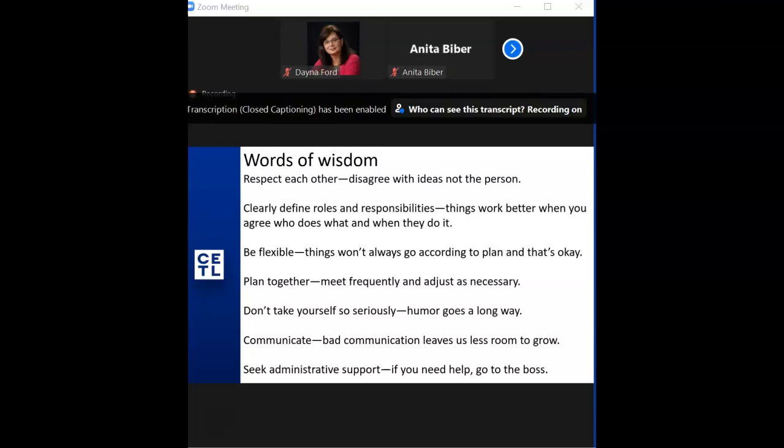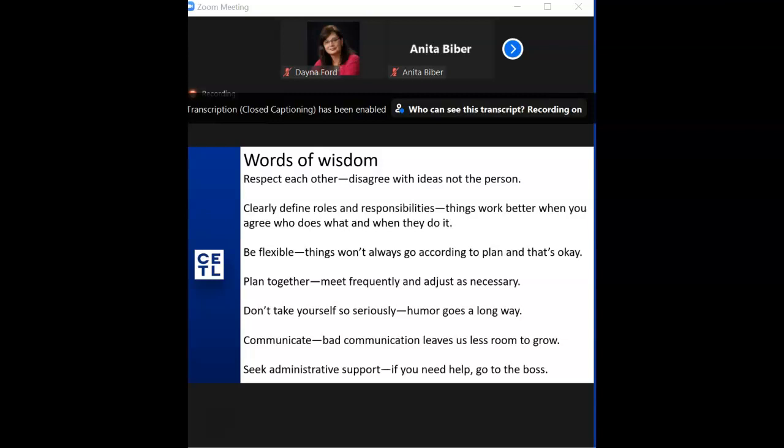Make sure you respect each other at all times. Even if I don't like you, I can respect you. I'm disagreeing with your ideas, not with who you are as a person. And as long as you can keep disagreements on that level, where you disagree with the idea, not you, generally you can find a way to solve that particular problem.